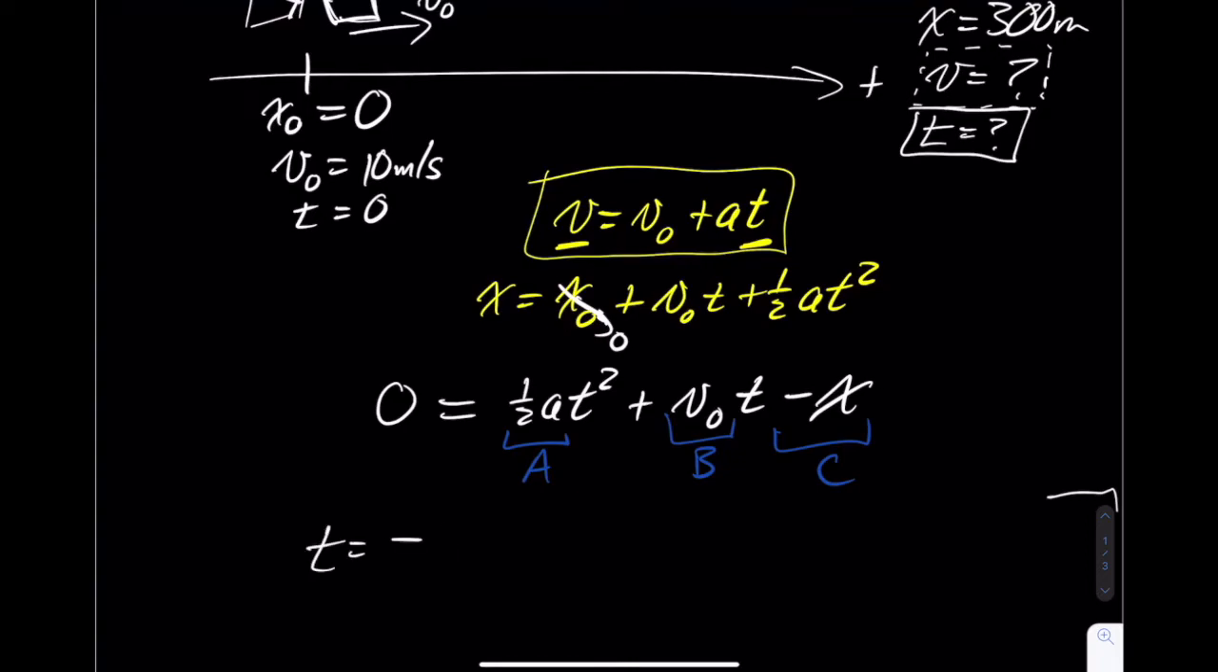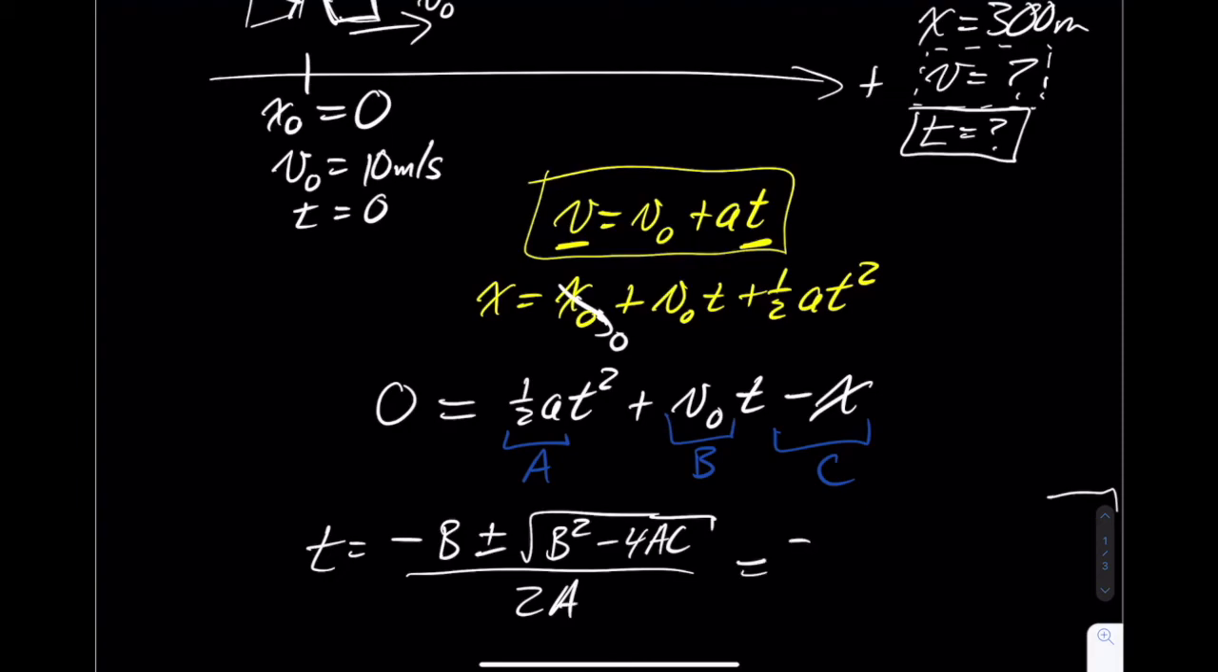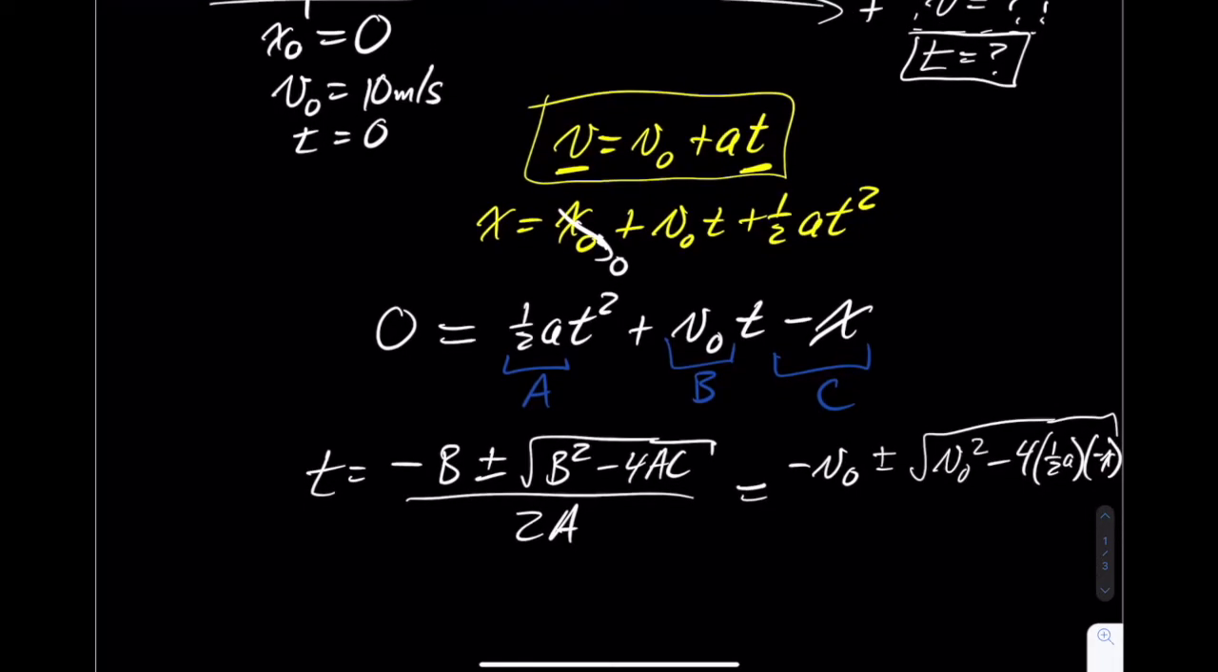And so the quadratic formula tells us that the time is equal to negative B plus or minus the square root of B squared minus 4AC, all over 2A. So that's negative v naught plus or minus the square root of v naught squared minus 4 times our capital A, which is 1/2 the acceleration, times C, which is negative x. All right, so you've got to be careful to keep track of all those minus signs, and then all divided, meaning both terms, by 2 times our capital A, which is 1/2 times the acceleration.